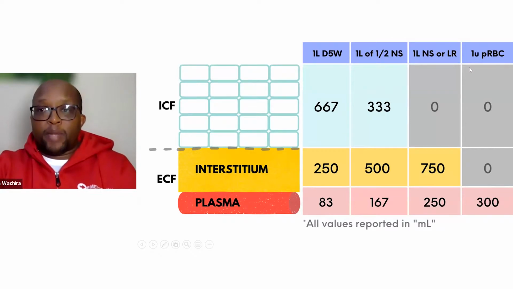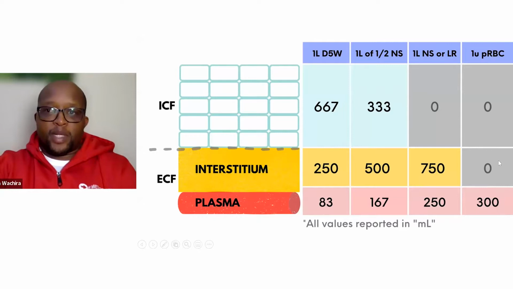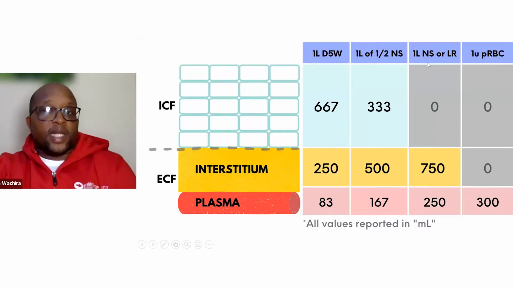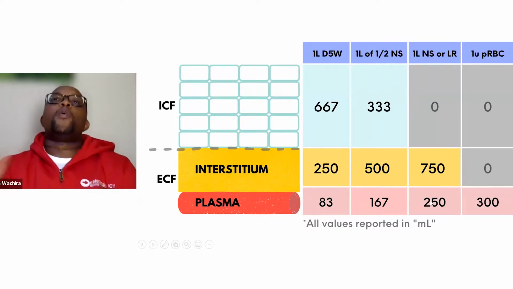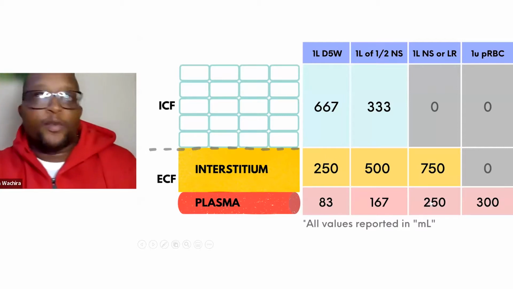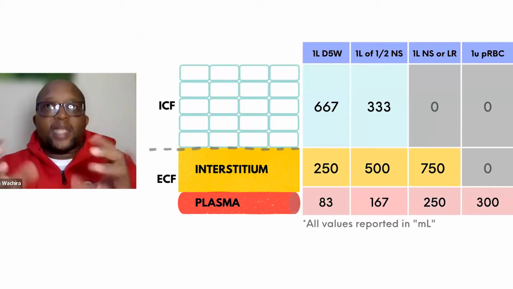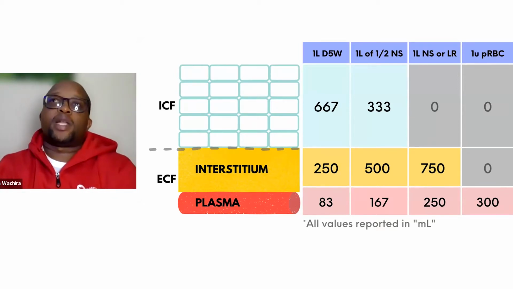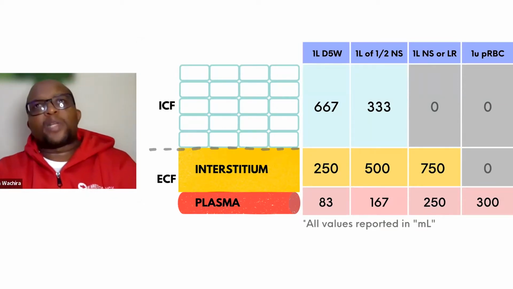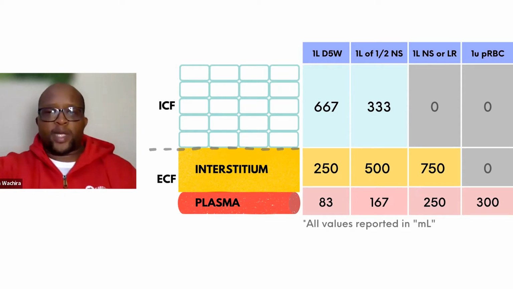So you can see if you give a patient blood, 300 mLs of packed red blood cells, all of it remains in the plasma. Now, interestingly, if you give Ringer's lactate or normal saline, only a third of it remains intravascular. So when you give a patient a liter of fluid, it's not a liter that remains in the plasma. It's only a third of that, which is 250 mLs, that remains in the plasma. And a good number of times that's probably adequate enough, okay?